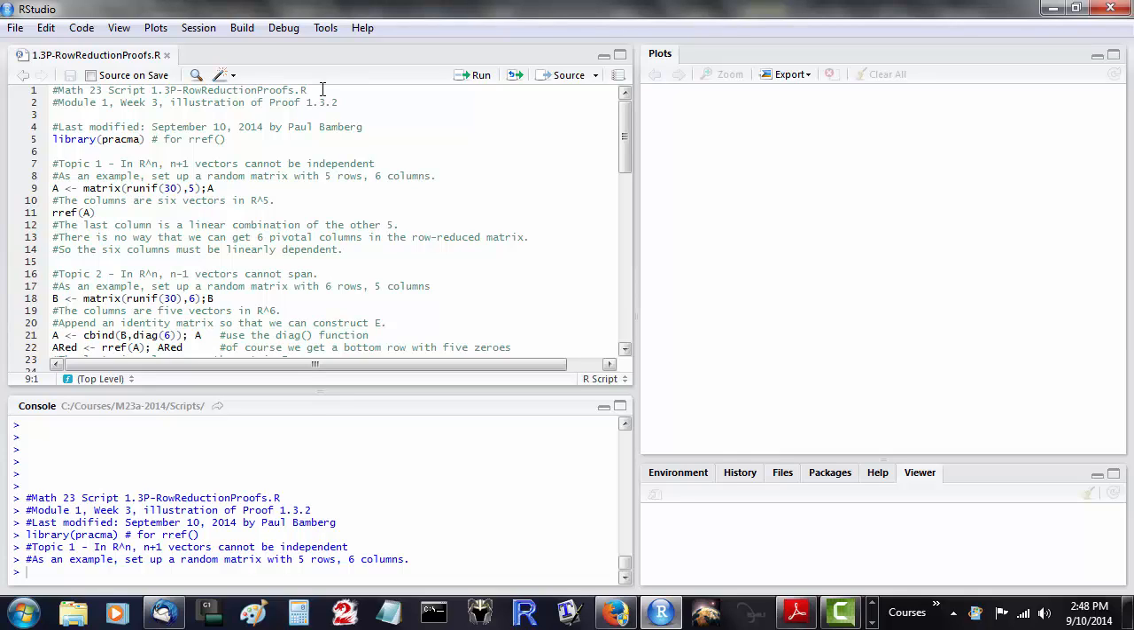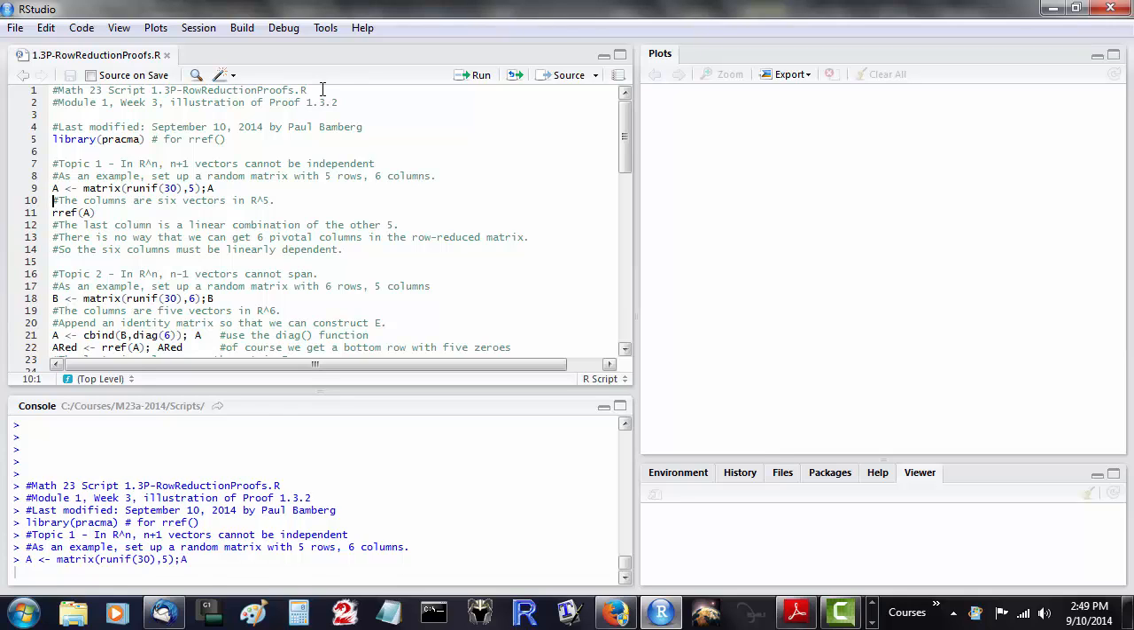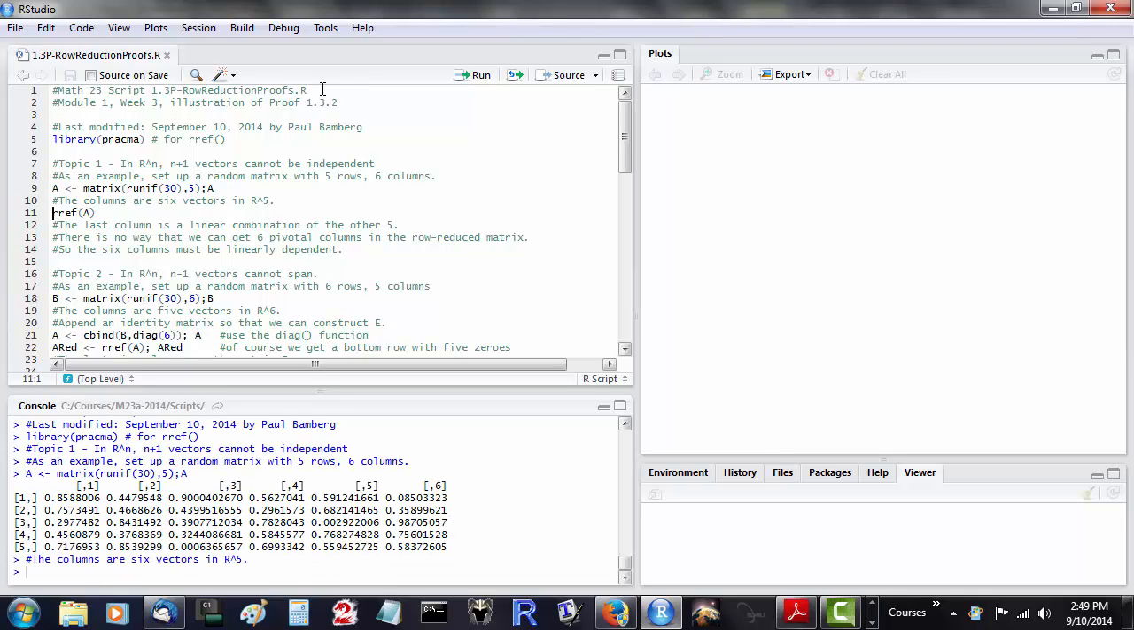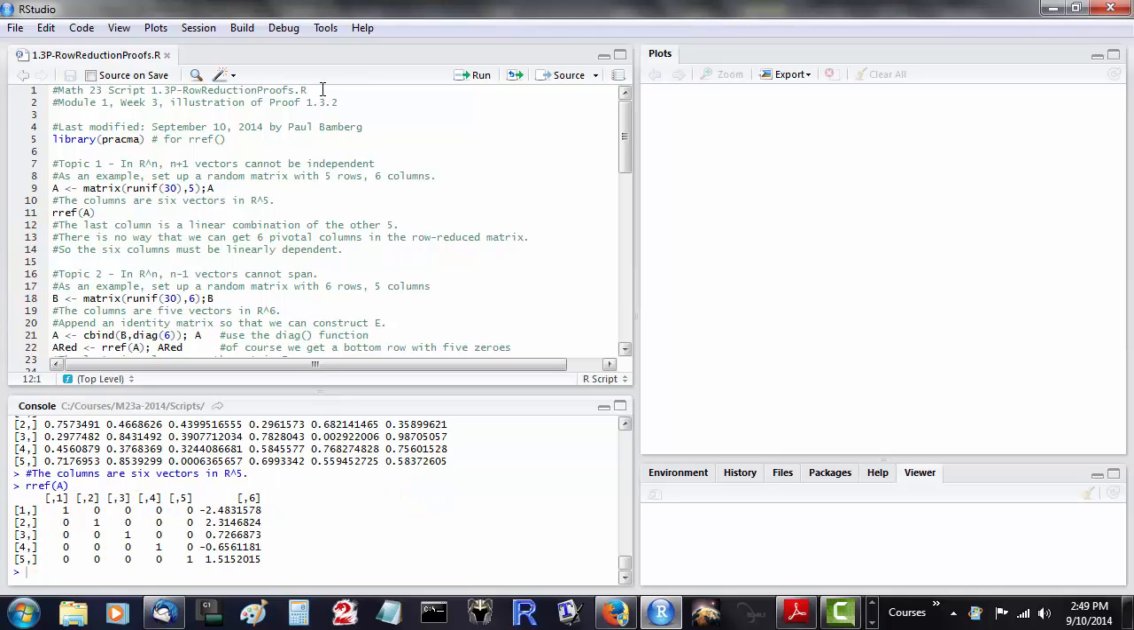My vectors are in R5, but I'm going to have 6 of them, so I need a matrix with 5 rows and 6 columns. And rather than type in numbers, I'm using the result of the R function runif, which generates a random number that lies between 0 and 1. So here goes my matrix. Okay, we've got the matrix. I wouldn't want to have to row reduce that by hand, but I'm happy to row reduce it by computer.